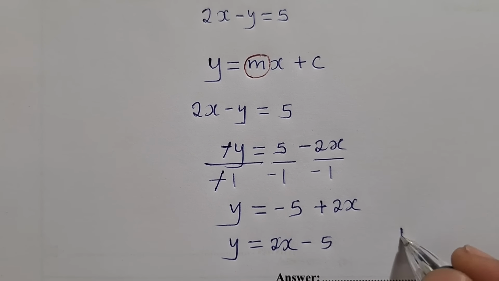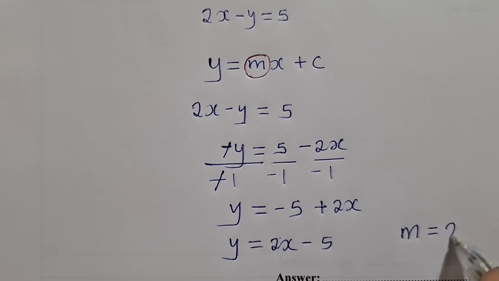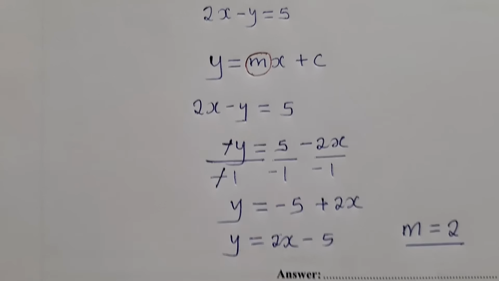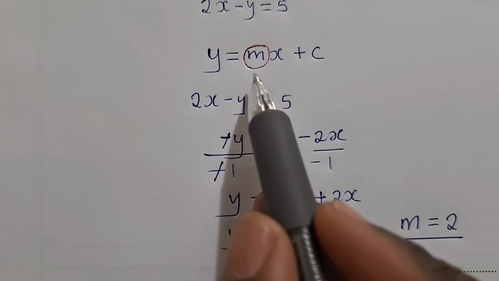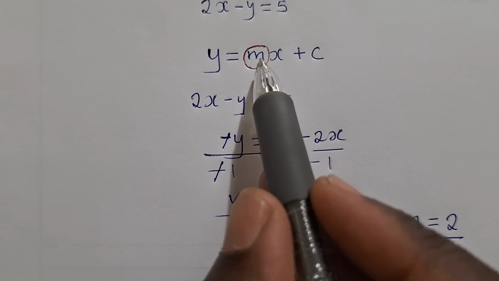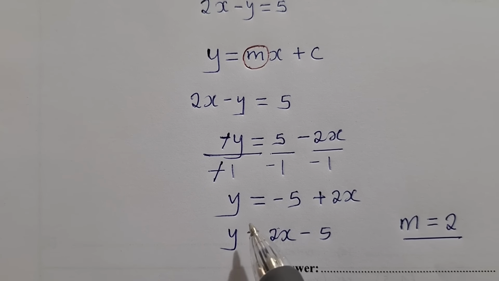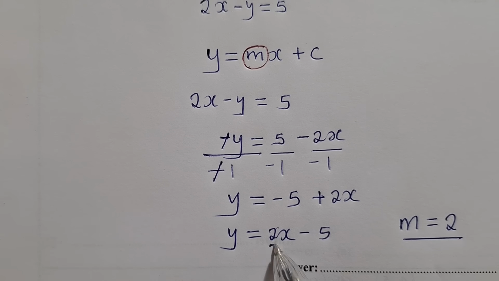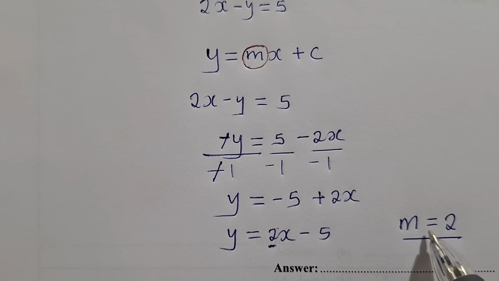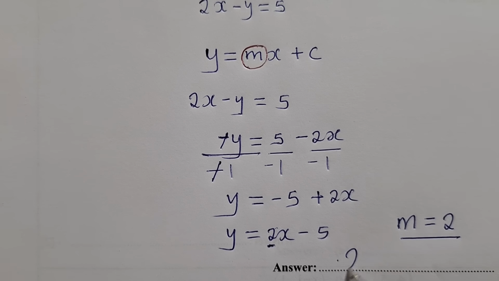So our m is equal to 2. So the gradient that we are looking for is equal to 2. Remember, I said the m must be here. Whichever number that is with x is your gradient, is your m. So this 2 is with x, it's my m. M is equal to 2. So you write here the gradient is equal to 2.